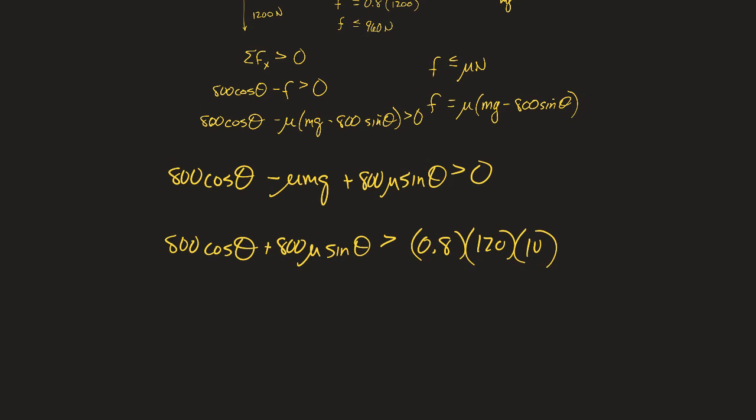Is it possible to have an angle here greater than this number? And the answer is yeah, easily. This is 800 cosine theta plus 640 sine theta, 0.8 times 800, greater than or equal to 960. There's most definitely an angle that will do that. In fact, a whole bunch of them. The question is that you probably don't have a math that will solve for theta. That doesn't mean that you couldn't pick an angle and try. All you need is one.